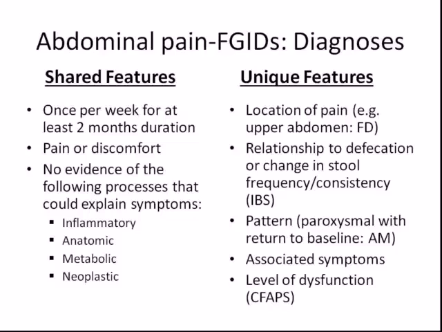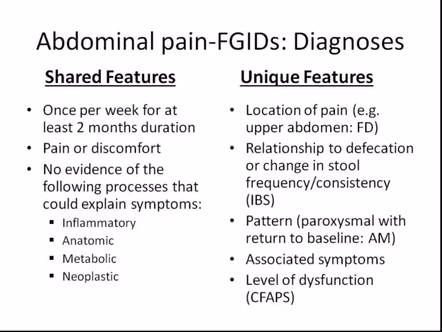There are also some features that are unique to each individual functional gastrointestinal disorder that's associated with pain. Location of pain, for example. Pain in the upper abdomen is more consistent with functional dyspepsia. If there's a relationship to defecation, changes in stool frequency or consistency, this is more consistent with IBS.